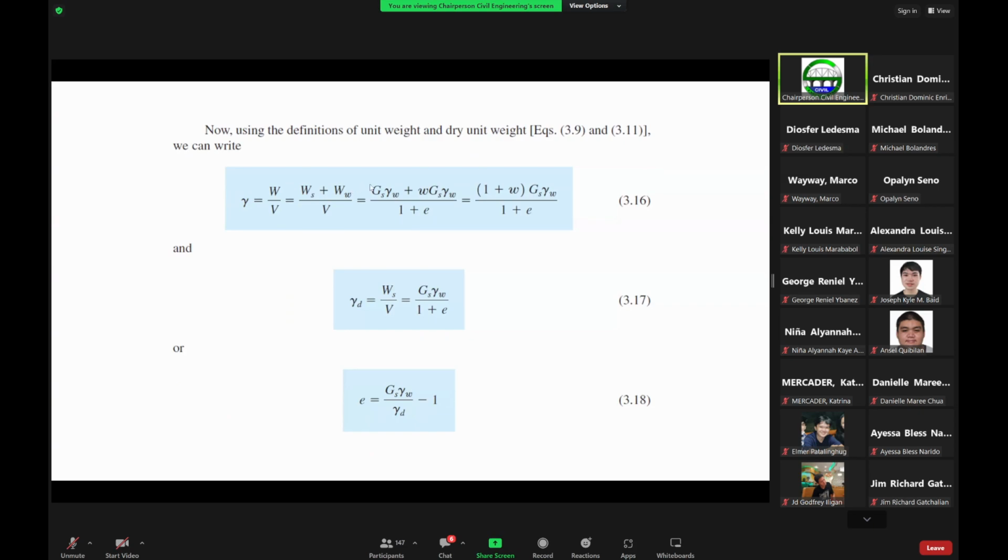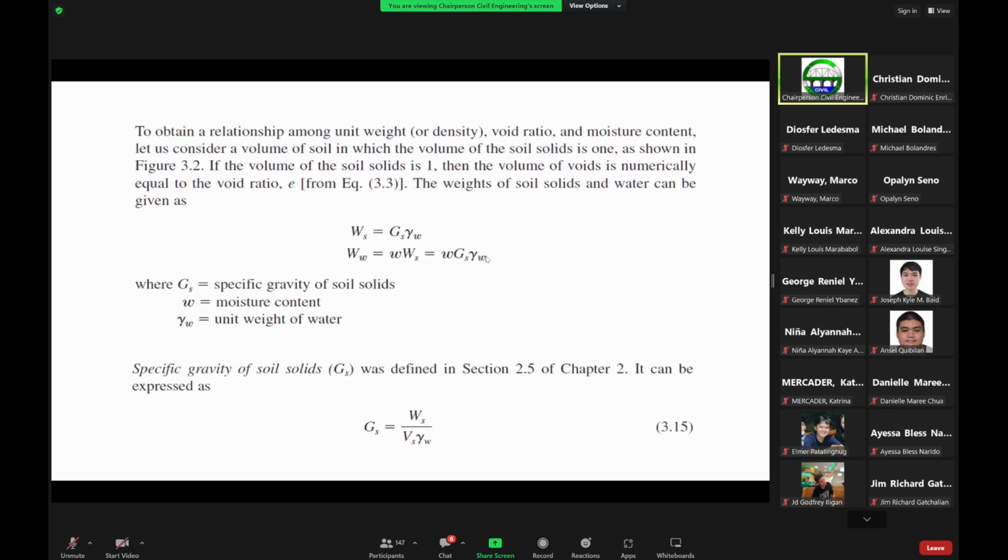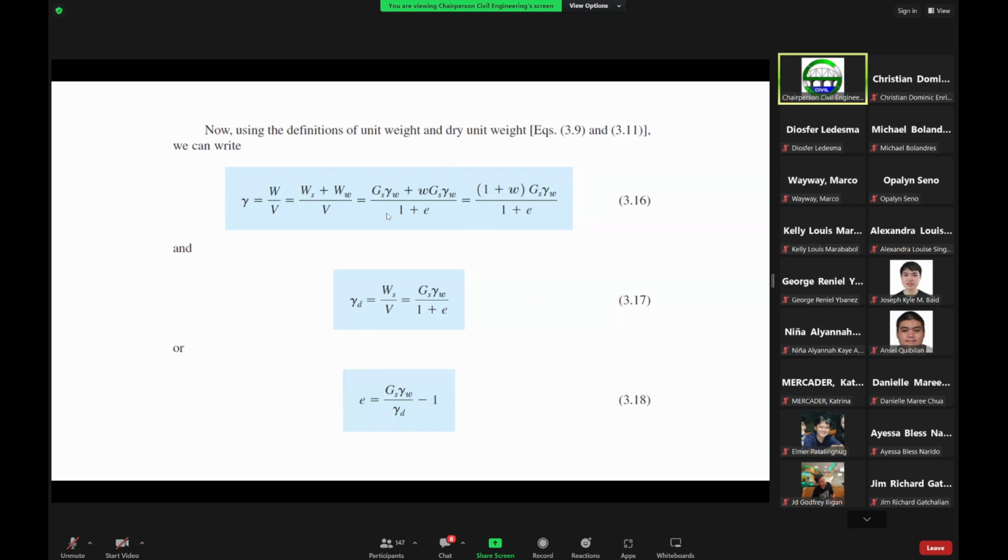plus the weight of water, which is equal to the water content times the specific gravity of the soil solids times the unit weight of water, which is now the weight of the water. Okay, divide that by the total volume. But from this diagram, we know that the total volume is equal to 1 plus the void ratio. So that gives you this one here.